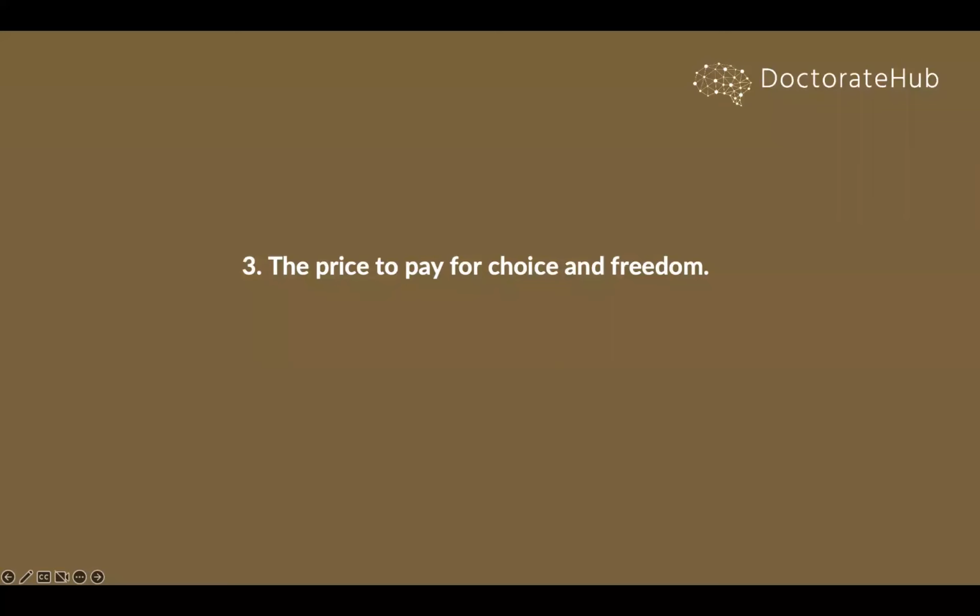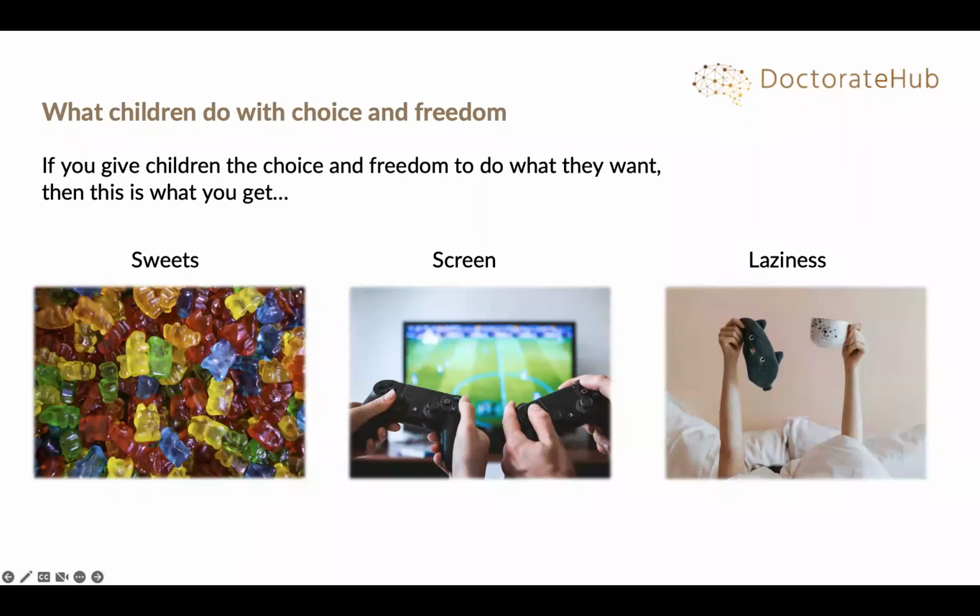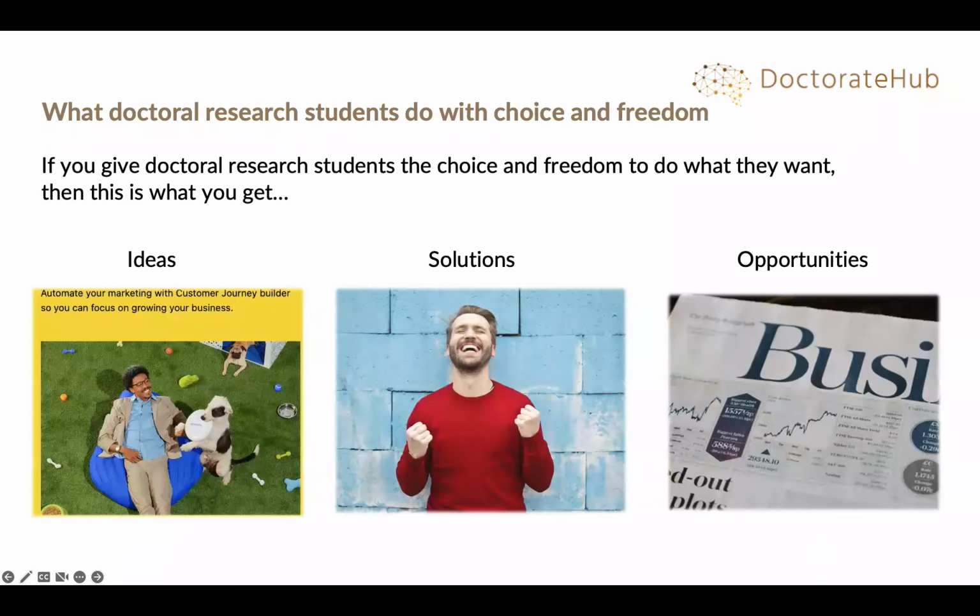So, the price to pay for choice and freedom. I do have kids, and following the analogy, if I would give my kids the choice and freedom to do what they want to do, then this is what I would get, right? This is my day if I let them off the hook too much. And if you give doctoral research students the choice and freedom to do what they want, then this is what you get: ideas, aiming for great solutions and hunting for opportunities.